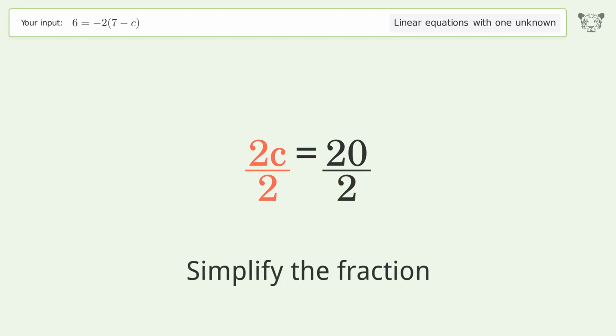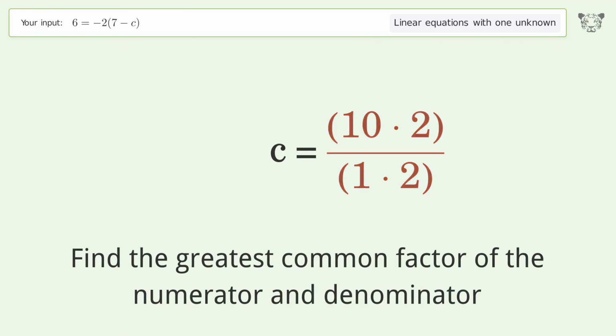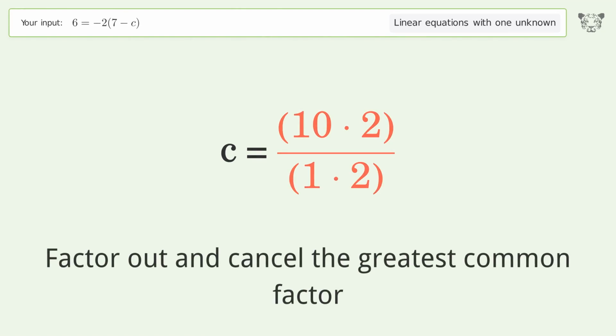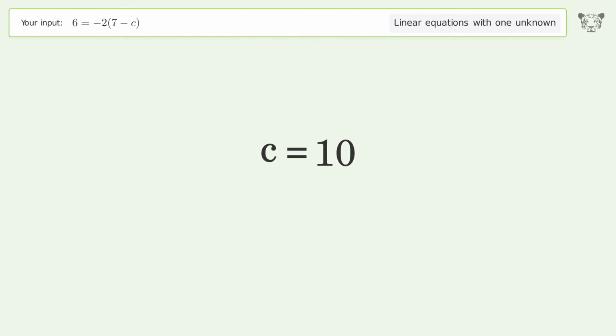Simplify the fraction. Find the greatest common factor of the numerator and denominator. Factor out and cancel the greatest common factor. And so the final result is c equals 10.